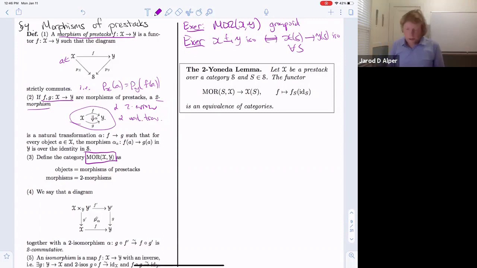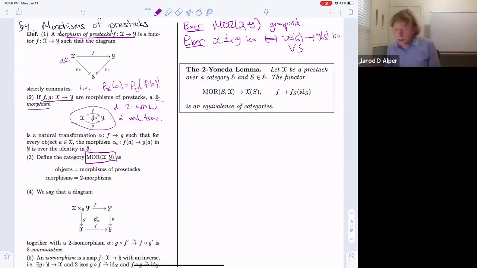Great. Okay, this was a lot to say, and what I want to end with is the two categorical version of Yoneda's lemma, which I've spelled out here. And so whenever you have a prestack over a category S, the claim is that there's a natural equivalence between morphisms, now this is a category of morphisms, and the fiber category. So the claim is that this is an equivalence of categories.